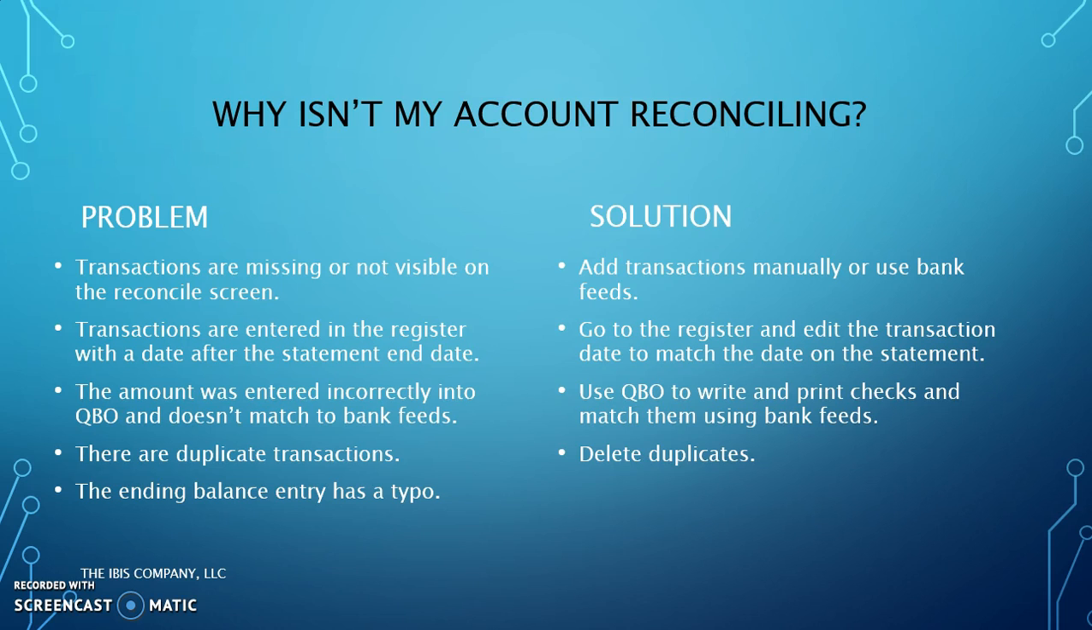There might be duplicate transactions, so you're going to have to delete duplicates. And the other thing that happens, that's my personal favorite mistake to make, is I transpose numbers. So my ending balance might have a typo in it, and I'll need to fix that.